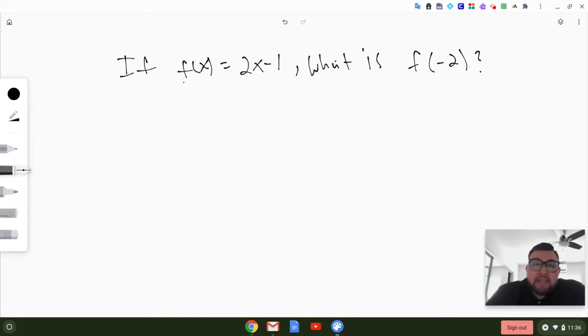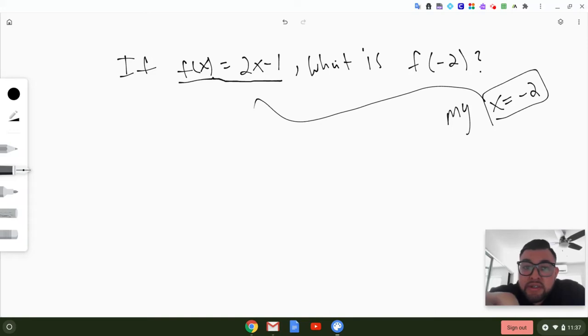So again, just to highlight, f(x) right here means f of x. So it's saying that f of x equals 2x minus 1. What is f of -2? All that is telling me is my x equals -2. So if I substitute -2 inside of this function, what am I going to get?